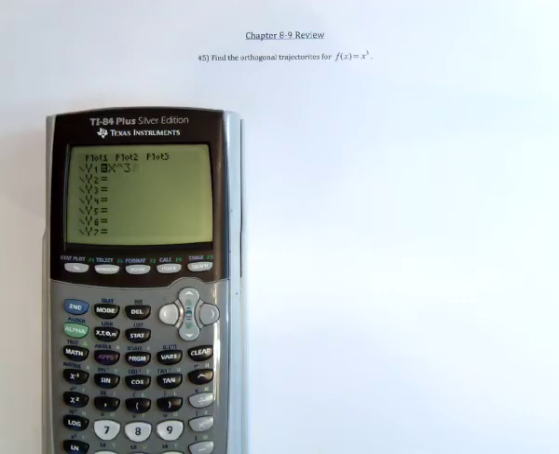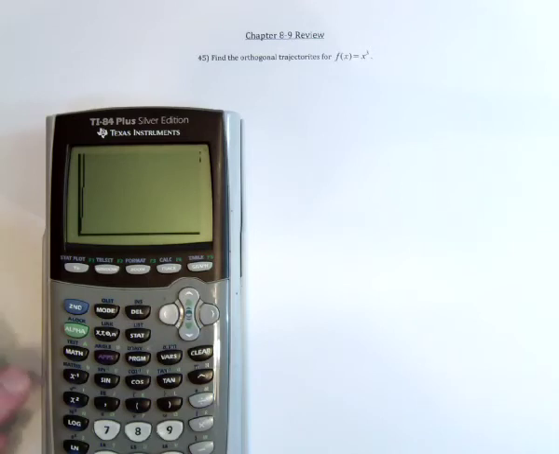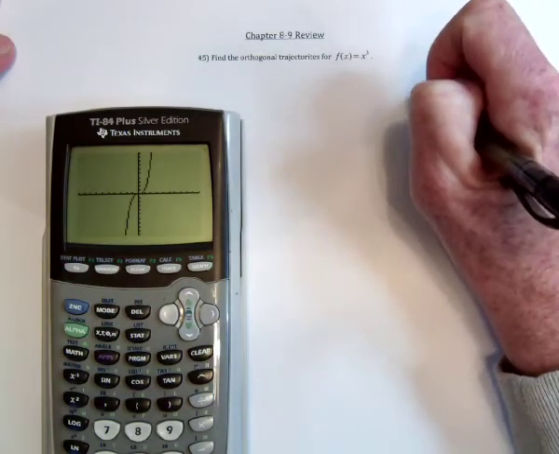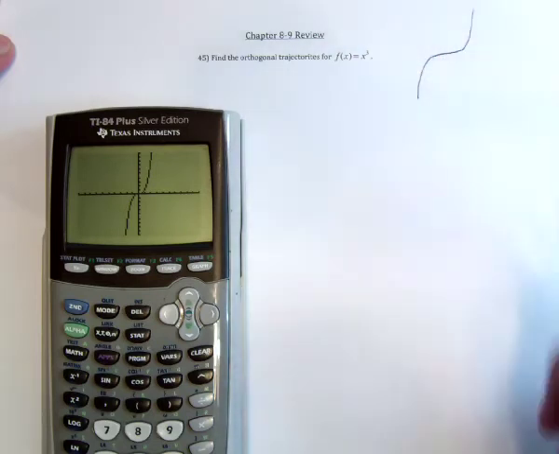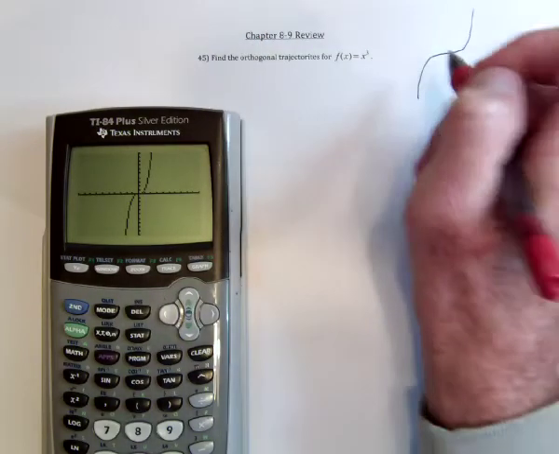Orthogonal trajectory is that you have the original function, and the original function, that's the basic idea. And then what class of functions would it be that would be orthogonal, which is just a fancy way to say perpendicular.